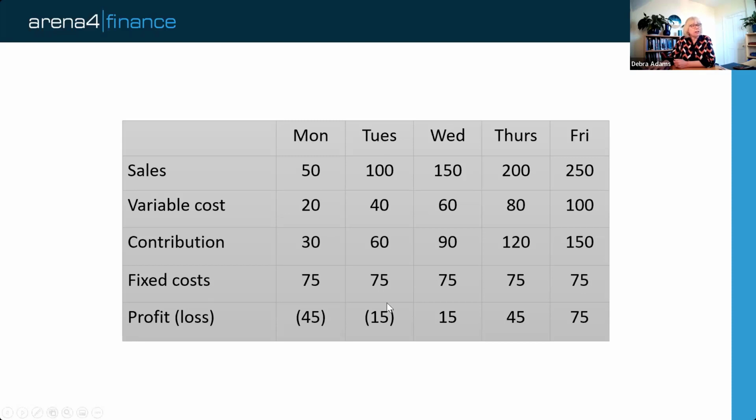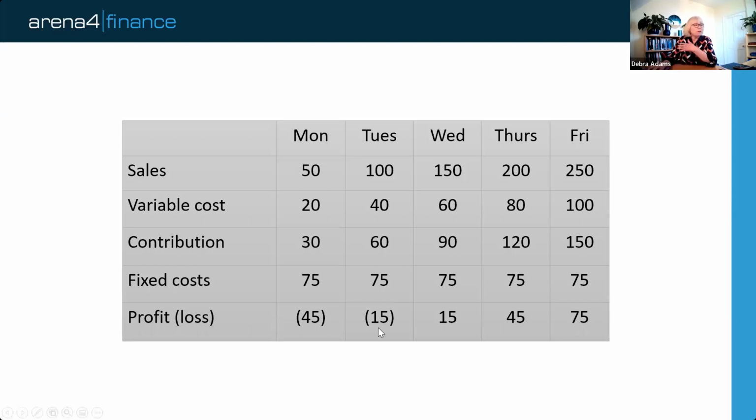So on Mondays and Tuesdays, we're making a loss. On Wednesdays, Thursdays and Fridays, we're covering our fixed costs and making a small profit. So the break-even point must be somewhere between 100 and 150 pounds worth of sales with this little mini example.